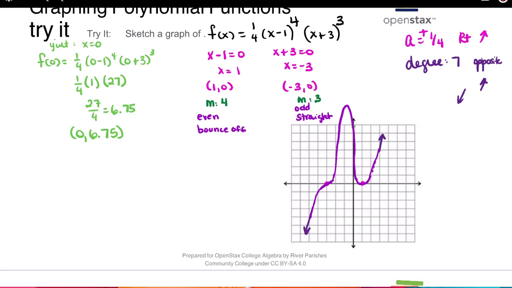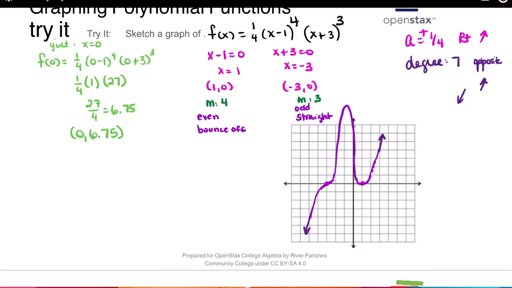So the other thing we want to look at is the number of turning points. With degree 7, we can have at most 1 less than that, at most 6 turning points. And as long as we don't have over 6 turning points, we're good. So it looks like we have a turning point here where it changes direction, and a turning point here where it changes direction. So it's not 6, but that was the maximum number you could have. So as long as it's not over 6, we're good.